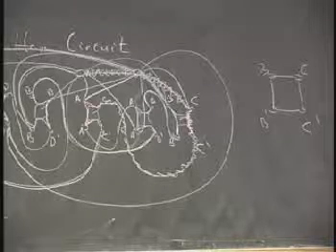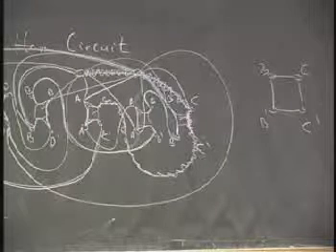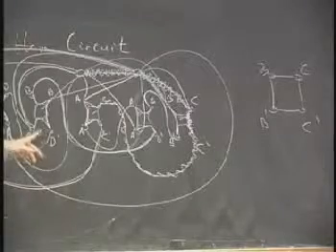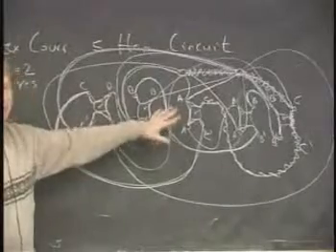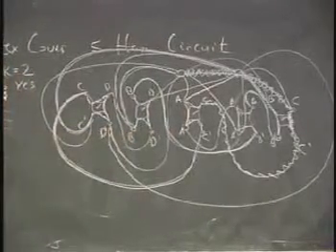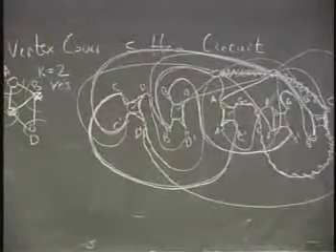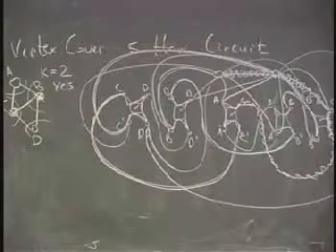But I'm not done with the whole argument. To finish this argument, I have to show you that if there is not a vertex cover here, then there's no Hamiltonian path here. Or equivalently, if there is a Hamiltonian circuit here, then there's going to be a vertex cover of size 2 here.